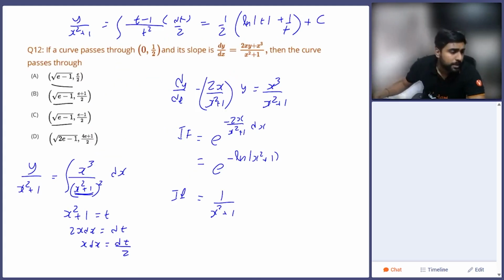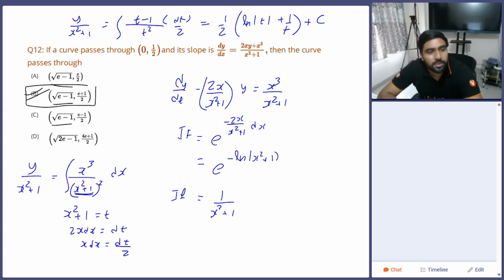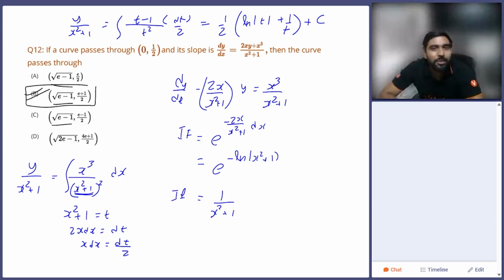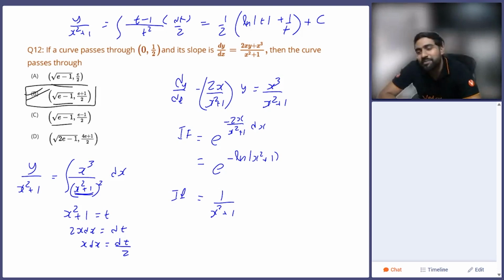That's (e plus 1) by 2. Do we have an option? Yes, we do. Option B: at x equal to root e, plus minus 1 is equal to (e plus 1) by 2. Therefore option B will be the answer for this question. A direct, plain and simple question. Okay, that's the entire idea that we have.